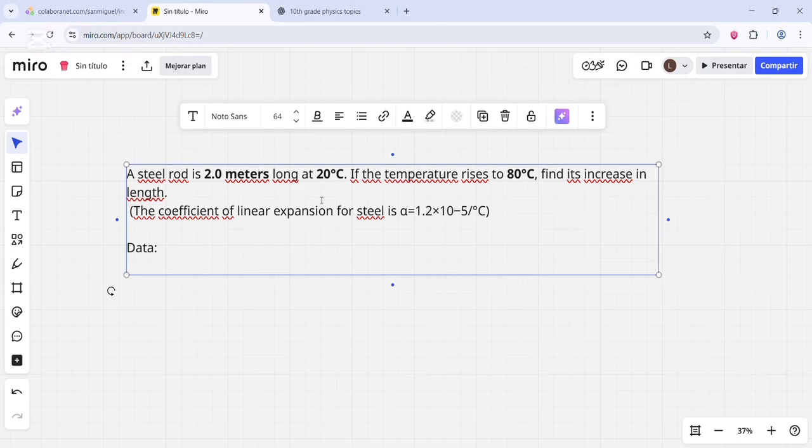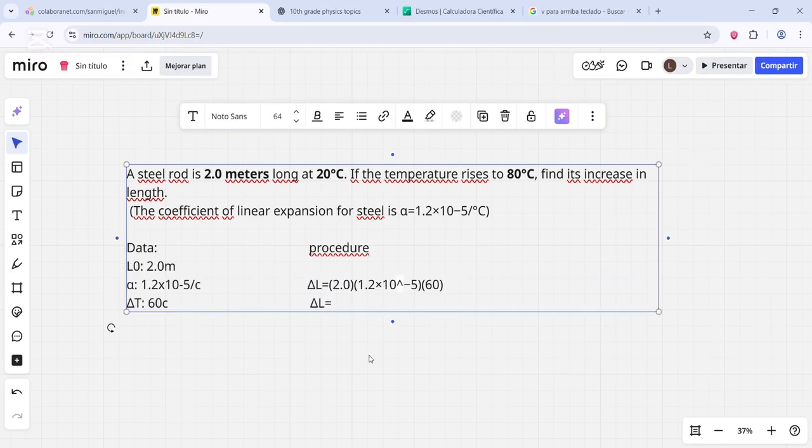And now we proceed to look for the data. So we identify the data and place it in the formula. This is a multiplication, and the result of this multiplication is 0.00144 meters.